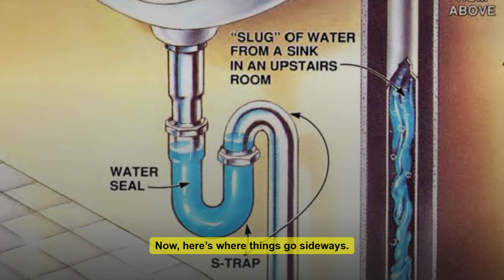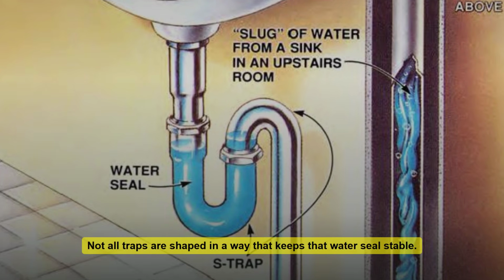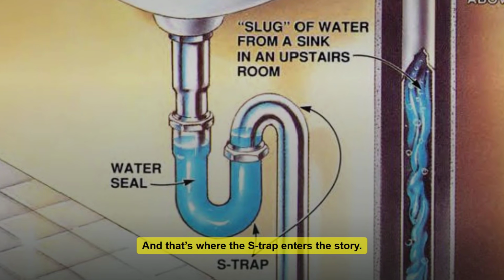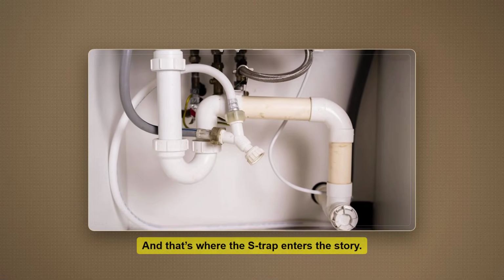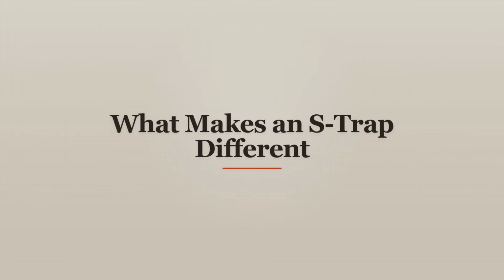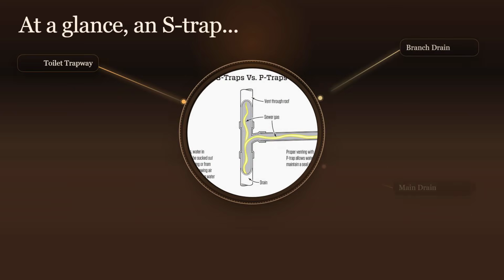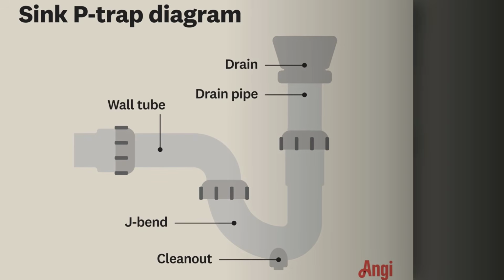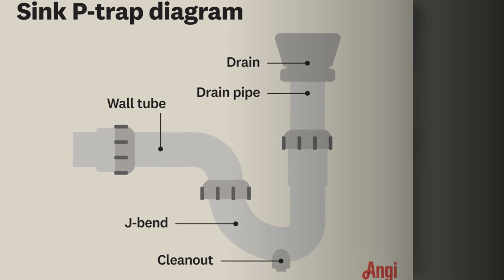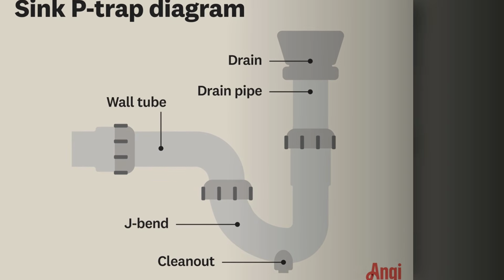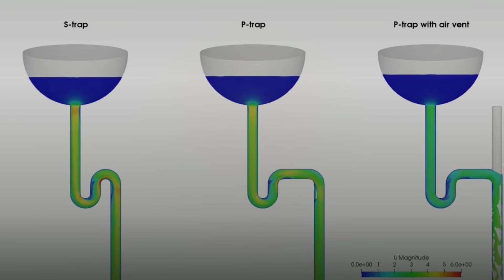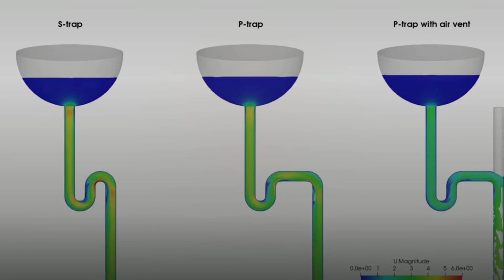Now, here's where things go sideways. Not all traps are shaped in a way that keeps that water seal stable. And that's where the S-trap enters the story. At a glance, an S-trap looks like a pipe that drops down in an S shape and then disappears into the floor drain. Water enters from the fixture, curves through the trap, and then continues straight down. The problem is not that it has a curve. The problem is the way it exits.